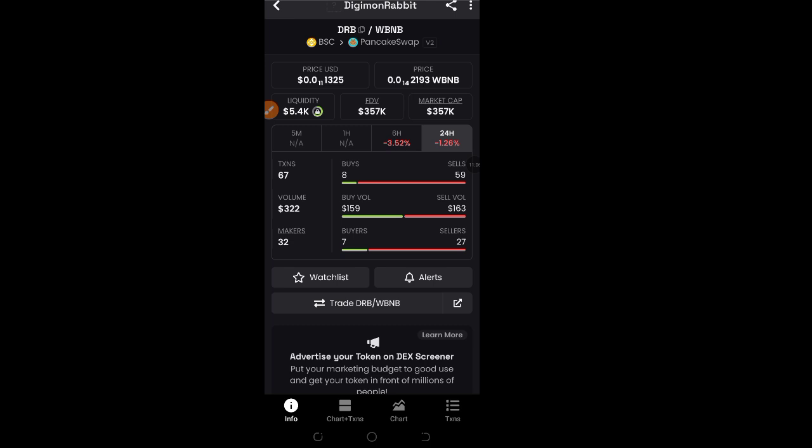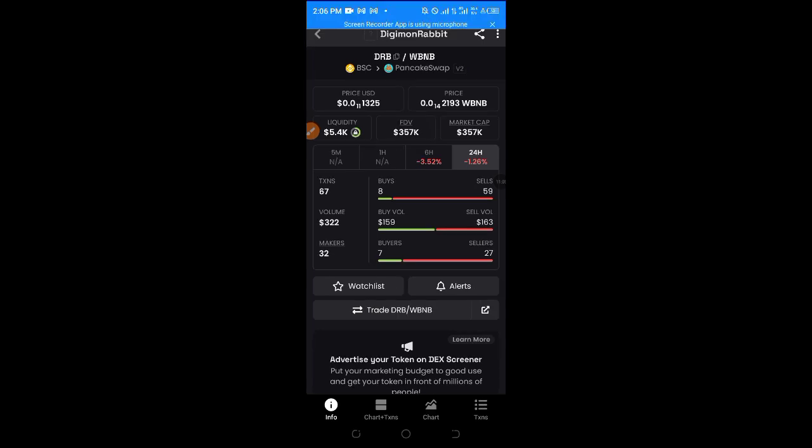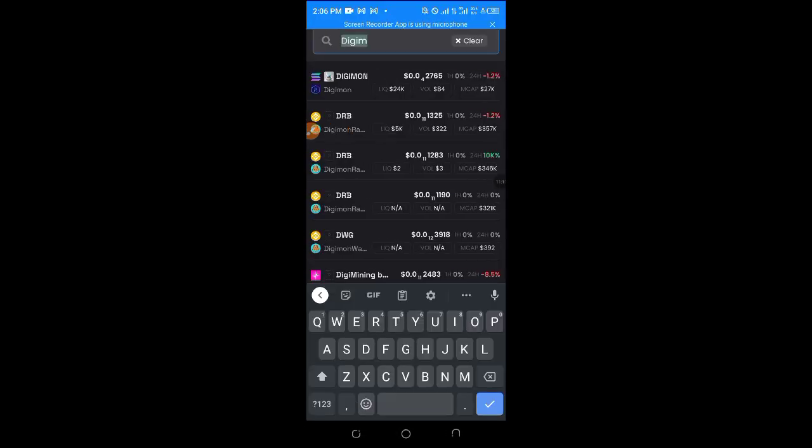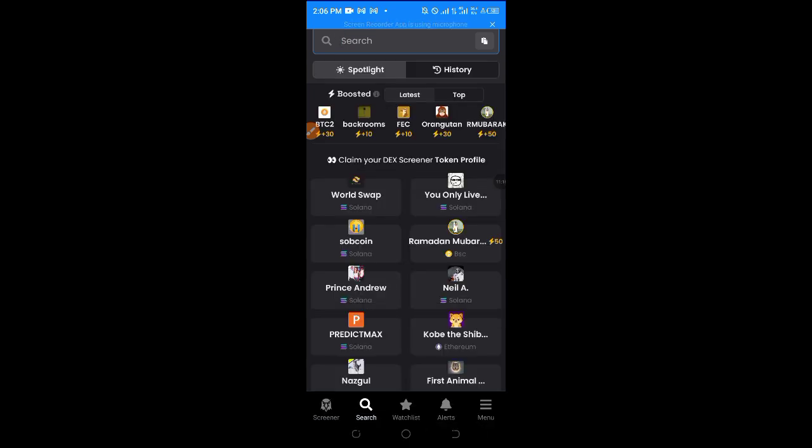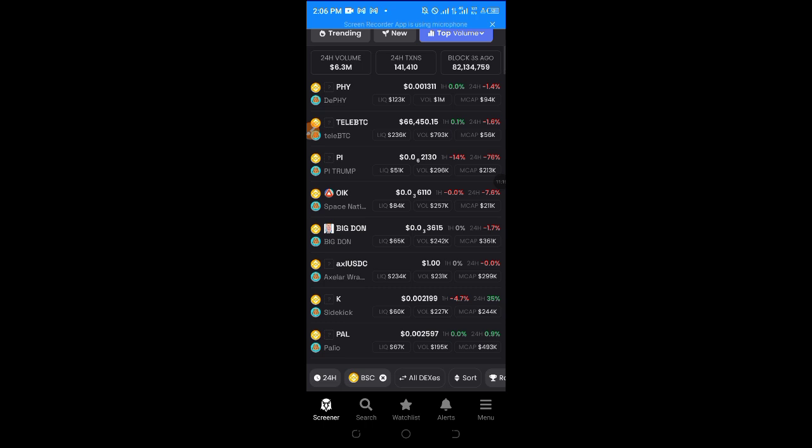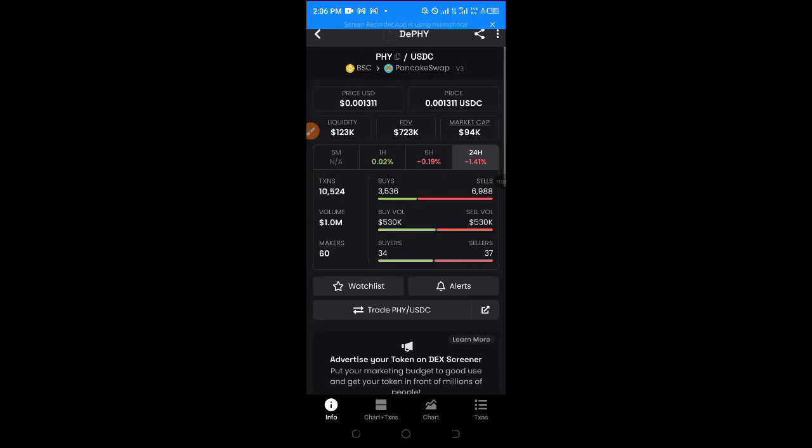Your buys and your sells. I think I explained that with the previous token. Make sure your buys and sells are balanced, like what I just showed you. Before that, on PHY, we had just one wallet doing the whole buy and sell. I've shown you how to check that. Just go to your transactions. That's the second thing. Go to your chart and transactions. Check the down button here. You see chart and TXN, and then check transactions and see under makers.